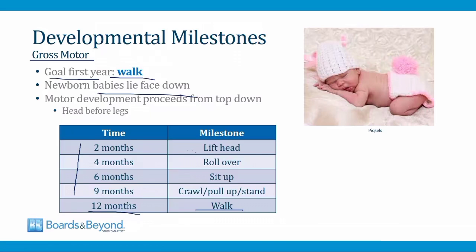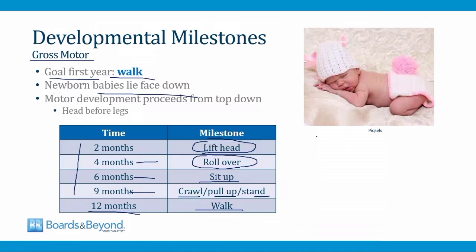Well, the first thing the baby has to do is lift its head, and so that's what happens at 2 months of age. The next thing the baby has to do is roll over because the baby's on its stomach and it needs to roll over so that it can sit up. And so rolling over usually happens at about 4 months. Once the baby rolls over, it needs to sit up. That occurs around 6 months. And then it needs to crawl, pull up, and then stand, and this occurs around 9 months.